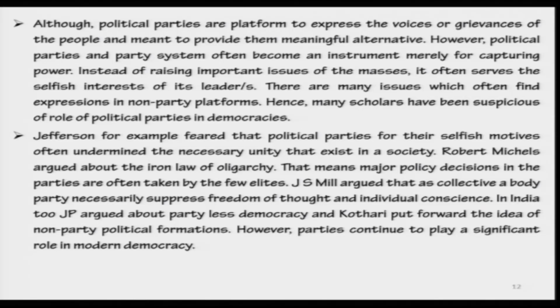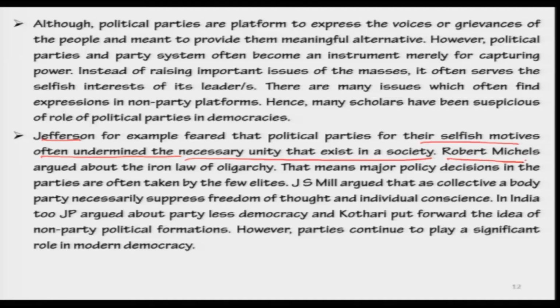For example, Jefferson, the founding father of modern democracy in the USA, feared that political parties for their selfish motives often undermine the necessary unity that exists in society. So, he was very fearful of factionalism, hyper-competitiveness among the political parties for capturing the power. In doing that, they undermine the necessary unity that exists in any society.